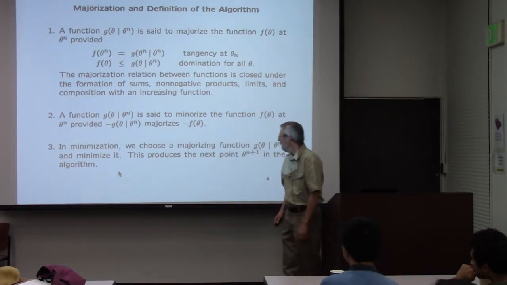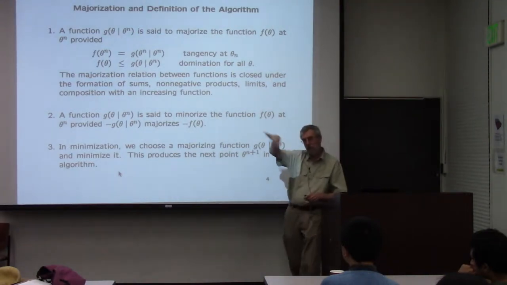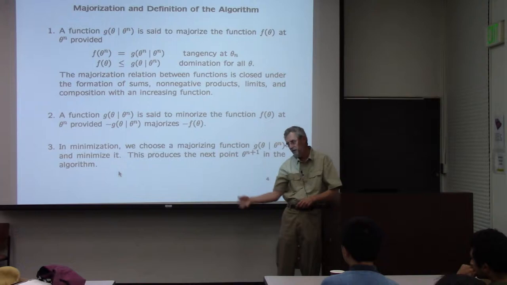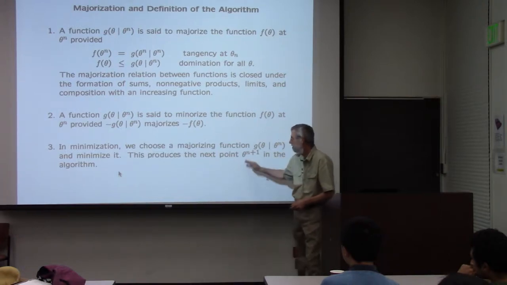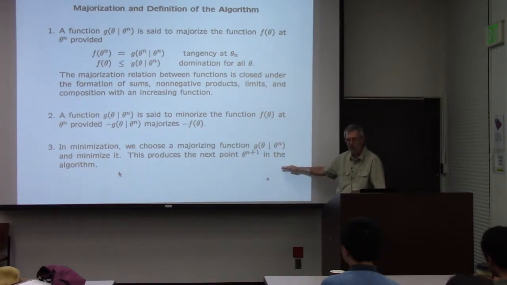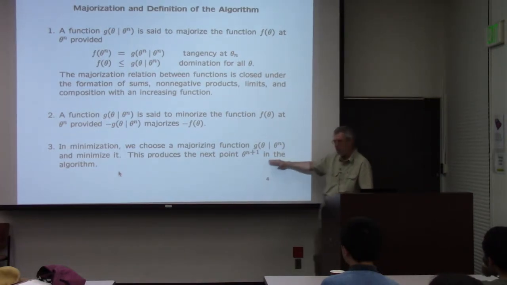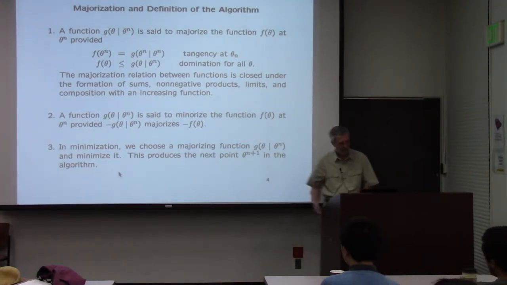Okay, if you minorize, instead of putting your surrogate function above, you put it below your objective function. And in minimization, we choose a majorizing function, and then we minimize it, and that produces the next point of the iterate, of the algorithm.